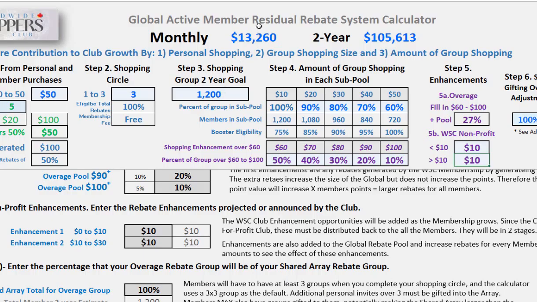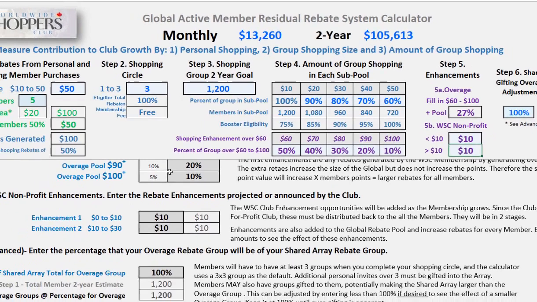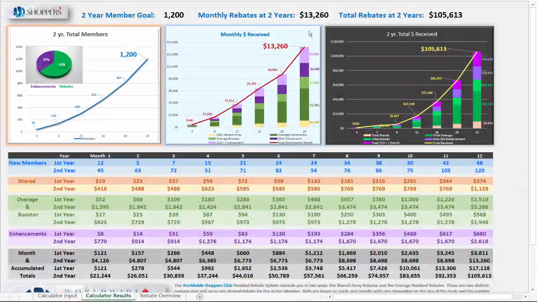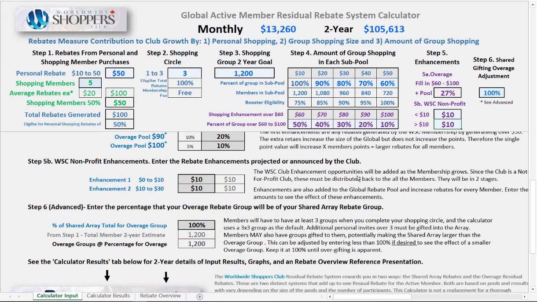This is unheard of, and again, this is not going to happen overnight, but I believe we're going to get there. I wouldn't be showing it to you otherwise. So this is what it will look like. Now it's $105,000 over the 2-year period, which would make a big difference. And again, this is 1,200 members on a $25 membership fee, the 3 is free, etc. That's the potential for where we're going with this.